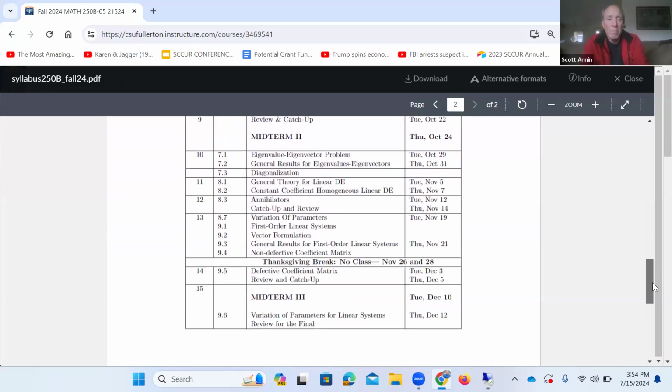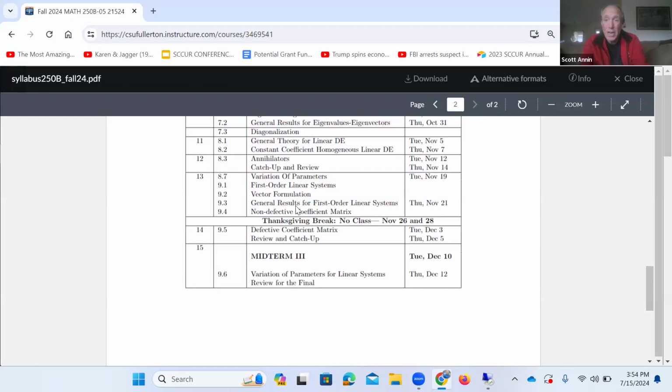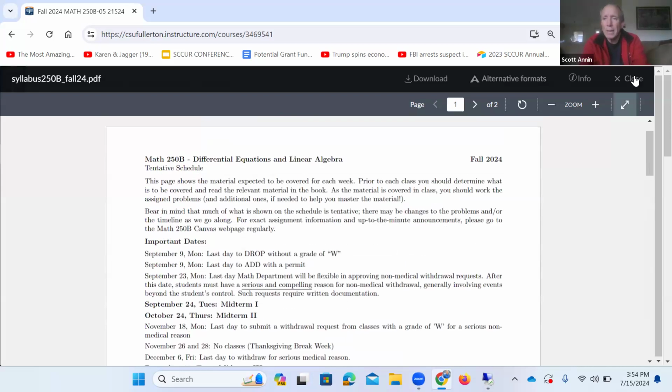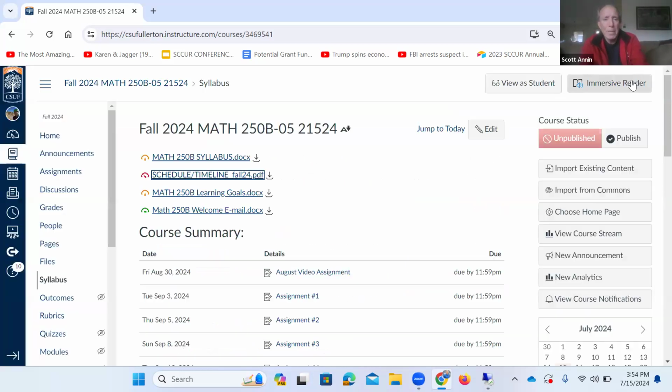You can see we're going to cover most of the first 9 chapters of the book. There are some sections we're going to skip, but for the most part, 9 chapters of the book is what we're looking at.